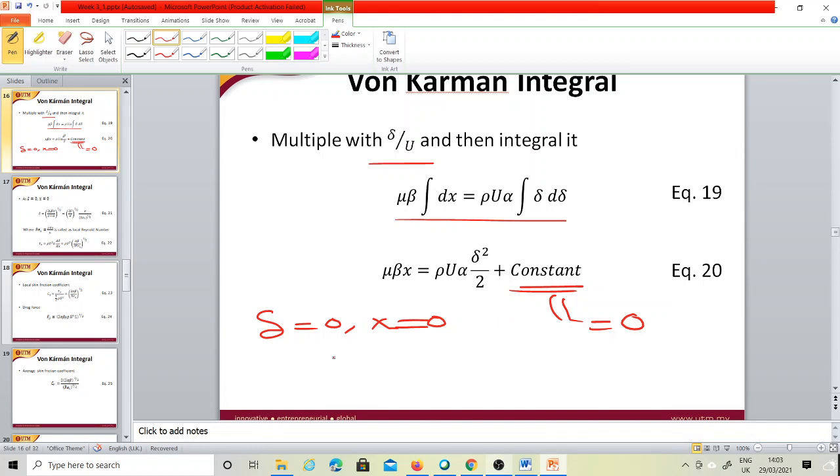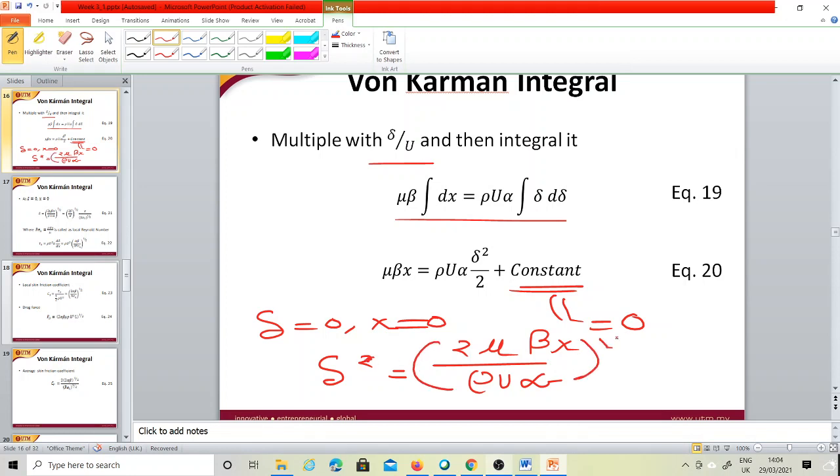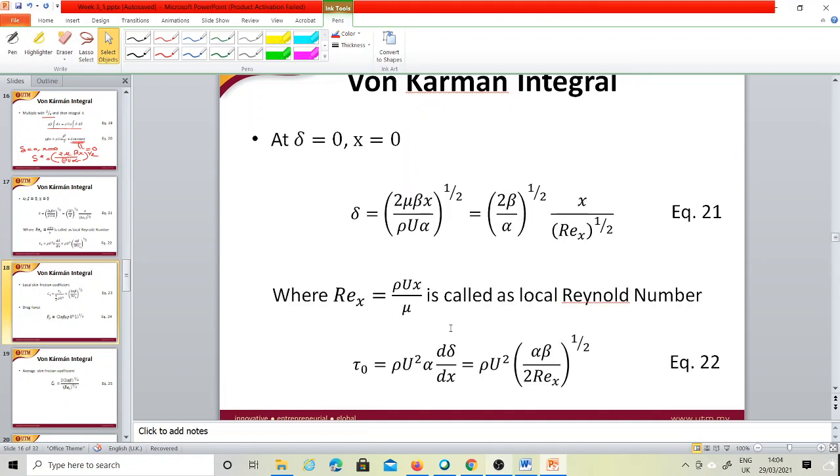Okay, so what you will get from here is that delta square is equal to 2 mu beta x divided by rho u alpha, and then if you want to write it in a delta form, it should be the root of it, that means 1 by 2 half. Okay, so this expression you will get here.